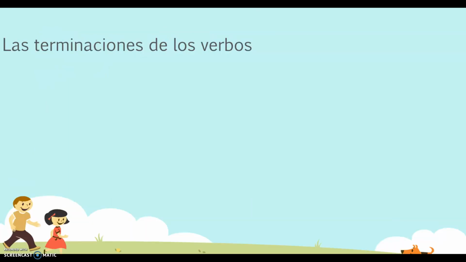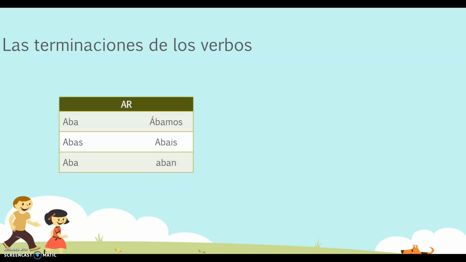Las terminaciones de los verbos en el imperfecto son, para los verbos AR, aba, abas, aba, abamos, abais, aban. So if we have an AR verb like nadar, we take off the AR at the end, and then we have nadaba, nadabas, nadaba, nadabamos, nadabais, and nadaban.